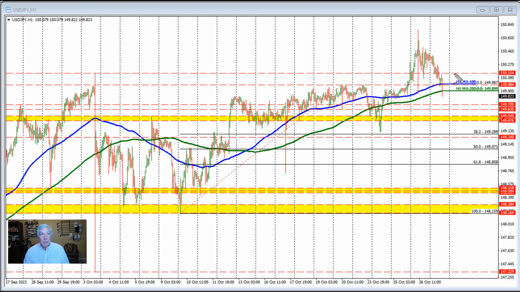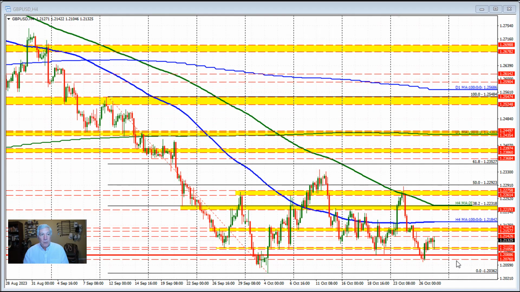So now we'll be watching these moving averages as resistance. As long as the price can remain below those, the bias remains more to the downside. In other words, stay below 150, and we could see the price continue its move, or probing, I should say, to the downside. This area right here between 149.47 and 149.54 will be a target on the downside on further momentum in that direction. Let's take a look at the sterling versus US dollar.